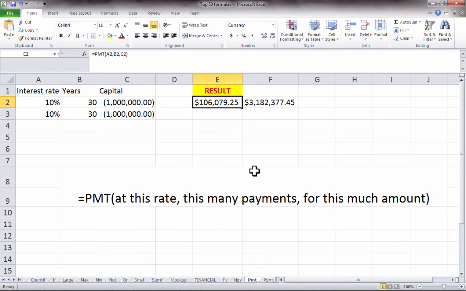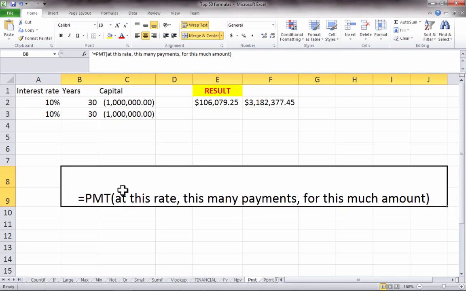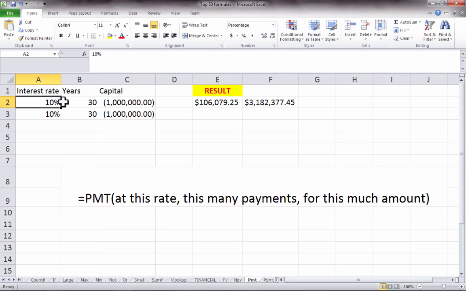Okay, next is PMT. PMT is actually useful for calculating the payments that you're making, let's say on your mortgage. This is pretty useful. So what you're specifying is, again, the rate, how many payments, and for this much amount. Just to give you an example, we have this one. Let's say you have a mortgage that has an interest rate of 10%.